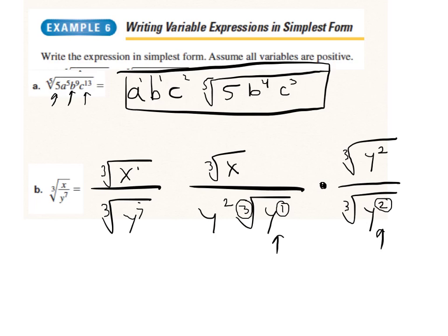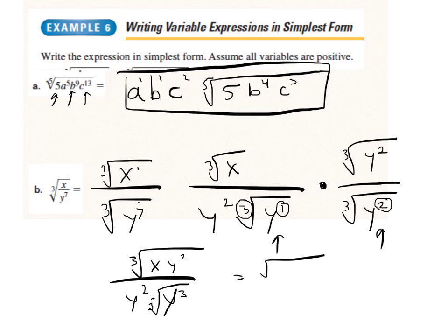So my new answer then is the cube root of x y squared all over y squared times my y now, because I ended up with the cube. We'll have the cube root of y cubed. Well, the cube root of y cubed is y, so we simplify the cube root of x y squared over y squared times y, which equals the cube root of x y squared all over y cubed.